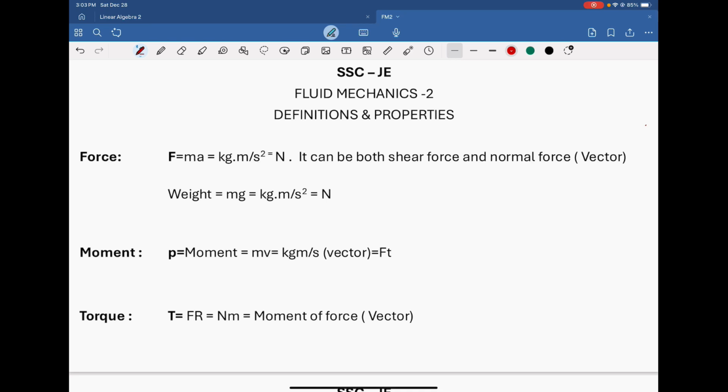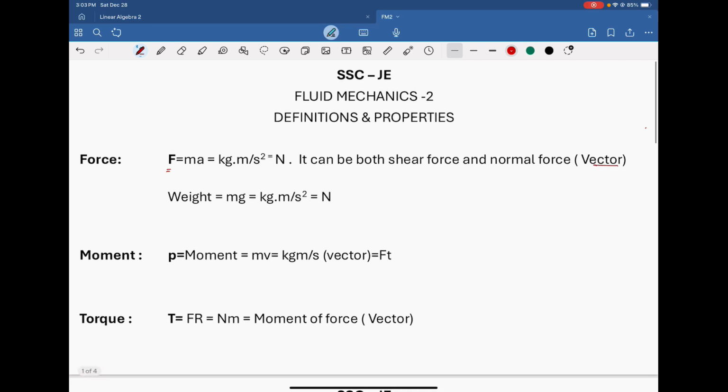The first is force. Force is a vector quantity and it is the product of mass and acceleration. It is as per Newton's second law, the second law of motion.